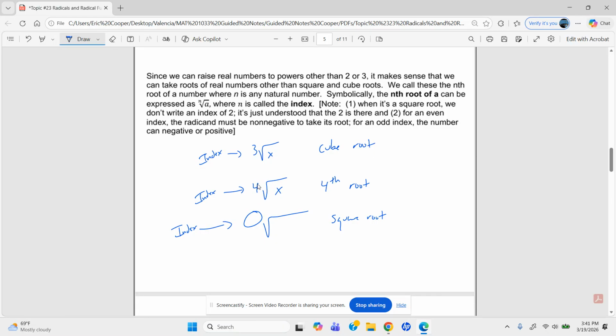So if your index is even, your number on the inside must be non-negative. So for the fourth root, the number on the inside must be a positive number. If I go through and take a fifth root, this number can be negative. So the inside of the radical can be negative as long as the index is odd itself. If it's even, then the number on the inside must be positive.